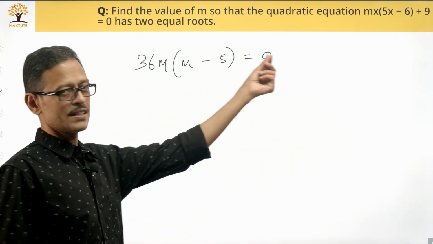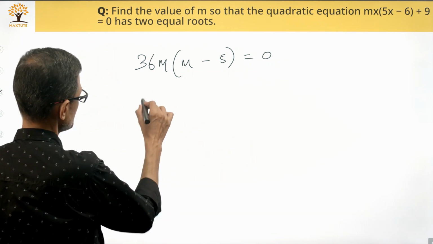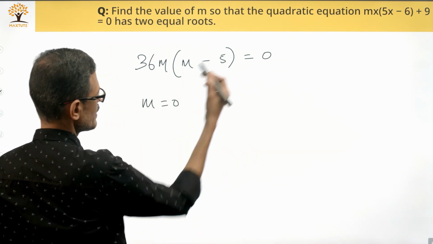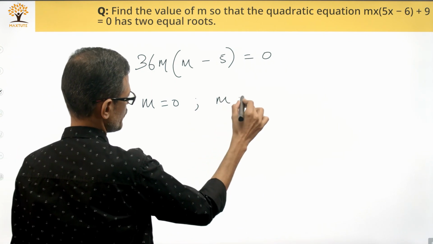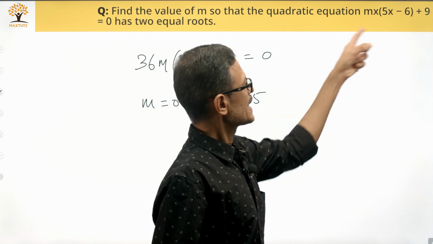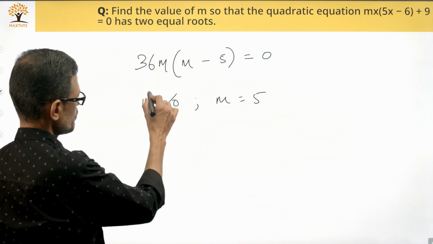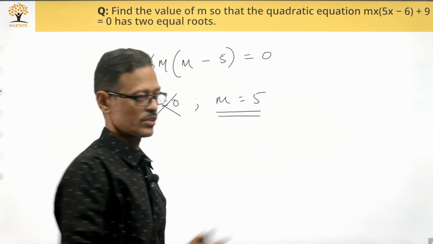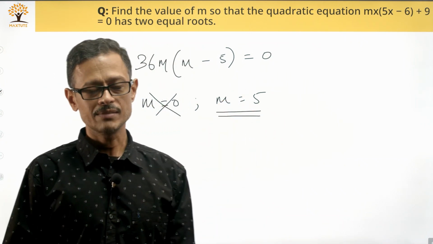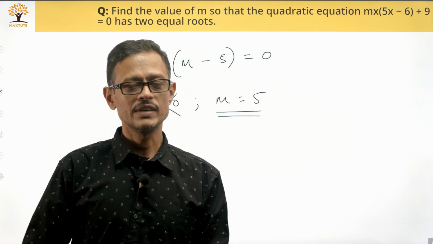The product of two parts is 0 when at least one of these two parts is 0. 36m equals 0 translates to m is equal to 0. M minus 5 could be 0. In that case, m is equal to 5. Look at what happens when m is equal to 0. The entire x terms vanish, which means we don't have a quadratic equation at all. So m is equal to 0 is not a possibility. M is equal to 5 is the answer to this question. So question number 2 is done. For what values of m will you have equal roots? We'll have equal roots when m is equal to 5.